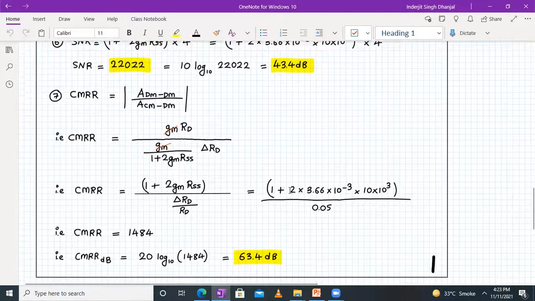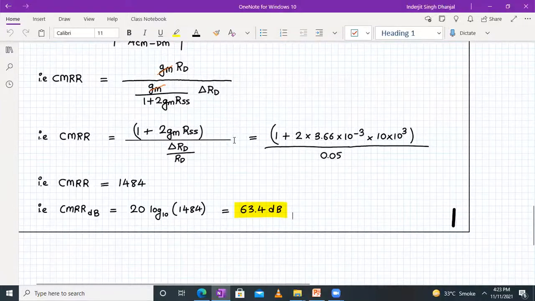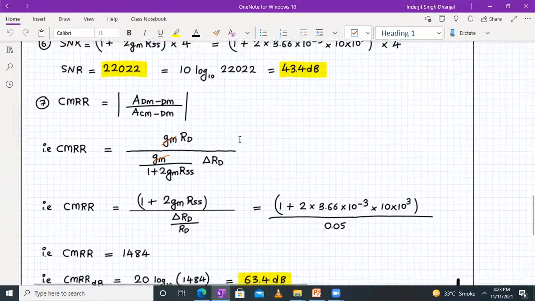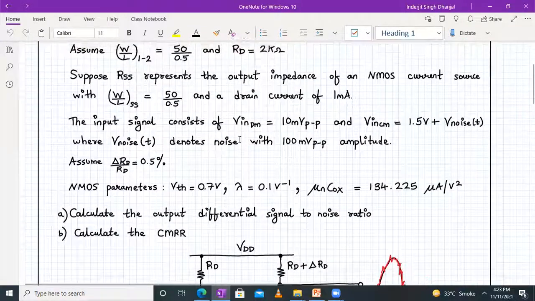Okay. So the signal to noise ratio is 43.4 dB. And CMRR is coming out to be 63.4 dB. So that is what we're asking in this numerical, and we have completed that numerical now.